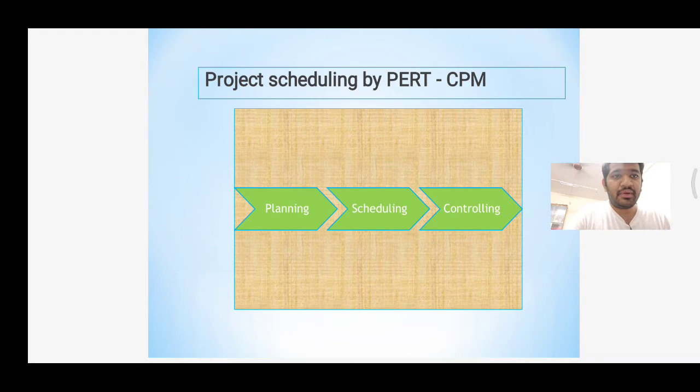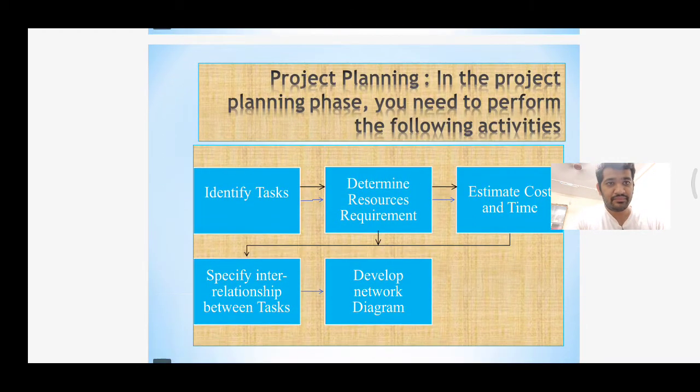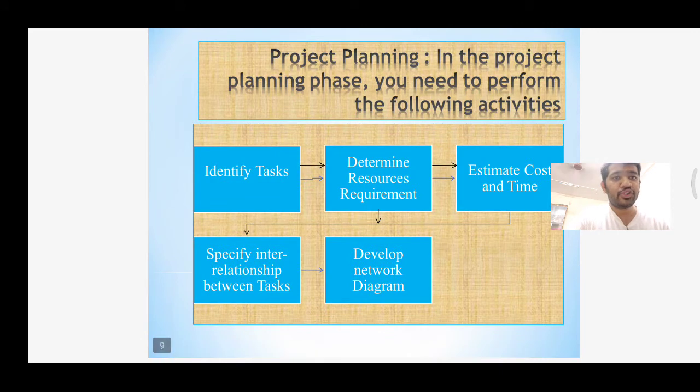Project scheduling by PERT CPM: planning, scheduling, controlling. Project planning: in the project planning phase, you need to perform the following activities: identify tasks, determine resources, estimate cost and time, specify interrelationship between tasks, develop network diagram.